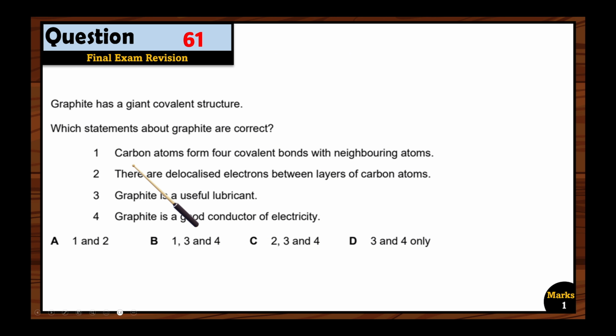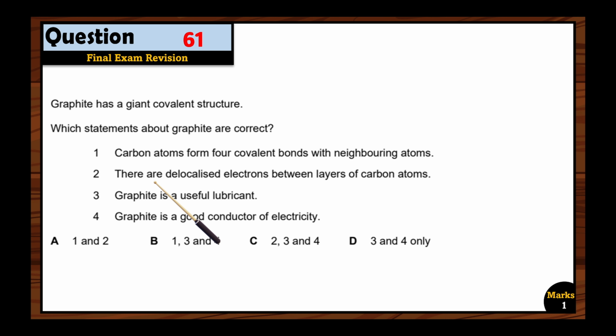Let's see now one by one. Carbon atoms form 4 covalent bonds with neighboring atoms. Wrong. In graphite, we can only make 3 bonds. That's why it has one delocalized electron that is helping it to conduct electricity, right? Why is it having one delocalized electron? Because it makes only 3 bonds. Only three electrons are used in the bonding.